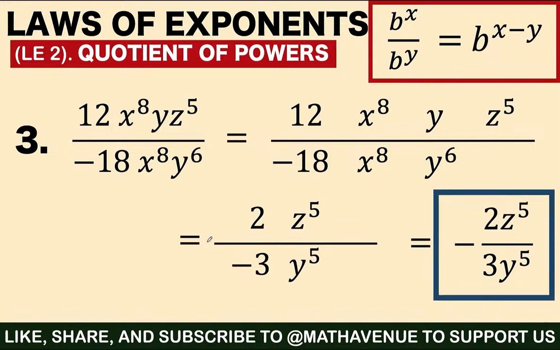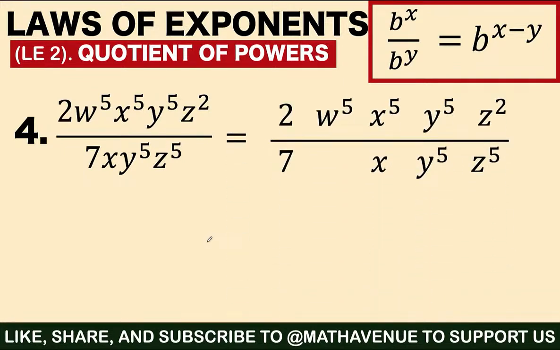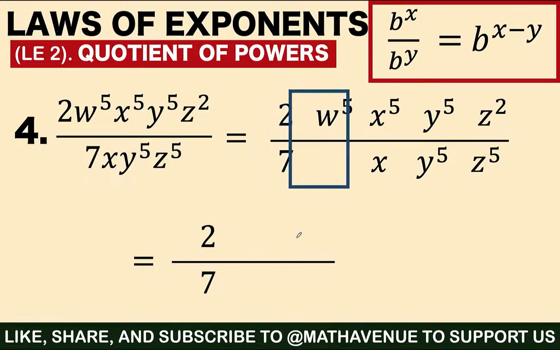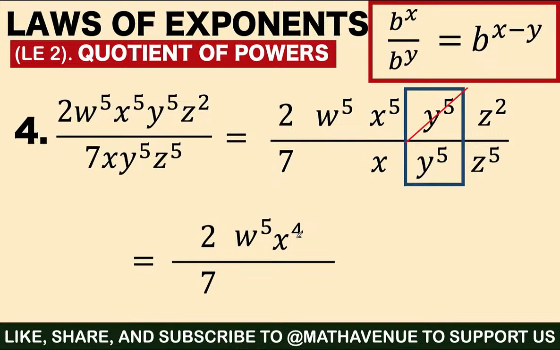Here is our problem number 4. 2w to the 5th, x to the 5th, y to the 5th, c squared, divided by 7xy to the 5th, c to the 5th. So again, the first step is to line up together all those factors with the same variables and also those that are constants. Then 2 over 7 can no longer be simplified, so we just copy 2 over 7. W to the 5th is alone, so we just copy W to the 5th. Then x to the 5th divided by x would result to x to the 4th. Y to the 5th divided by itself is 1, so we can cancel that out.